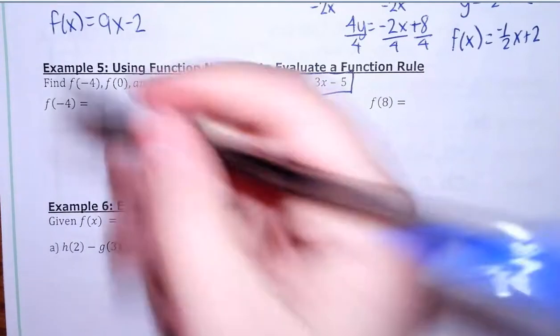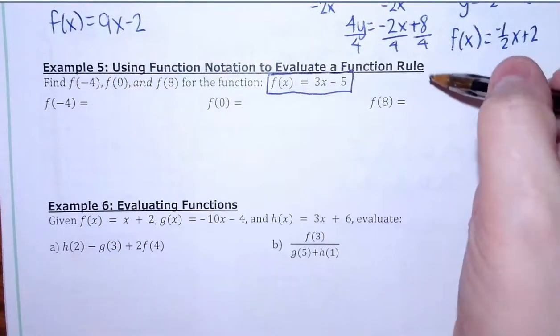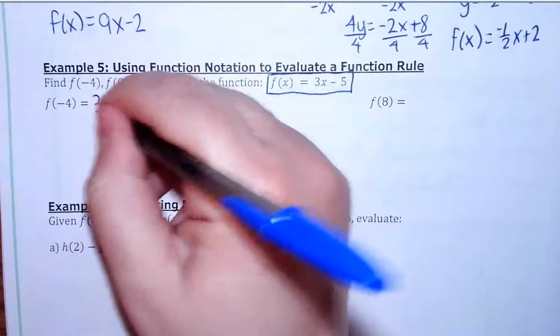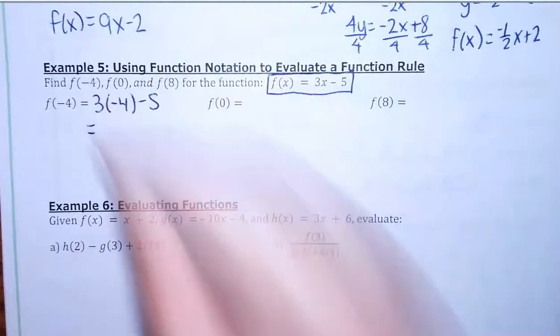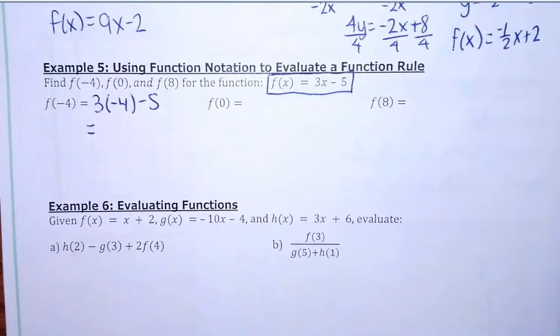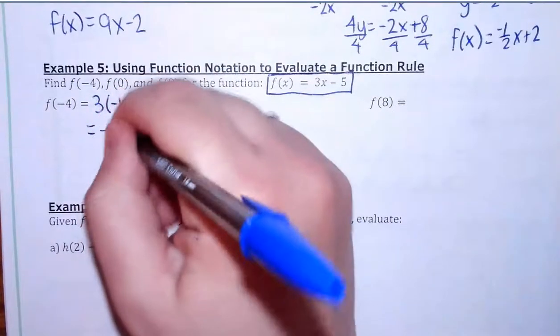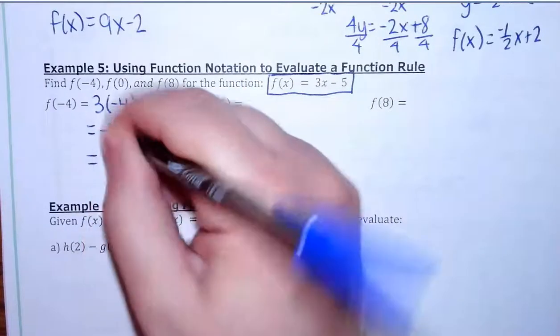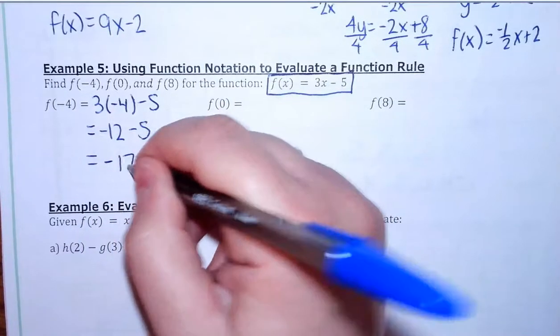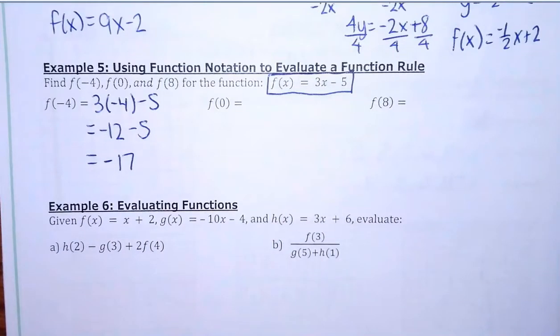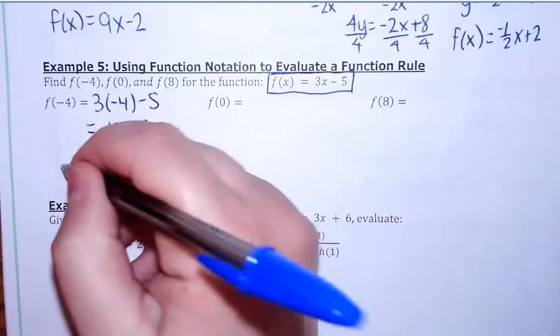Okay, literally all this means is we're going to plug in that number for x. What you've got to remember here is that f is not a variable, it's just notation, so don't even touch the left side of that equation. You're just going to simplify the right side. Your input value is negative 4, and my output is what I get when I evaluate that, which is going to be negative 17.